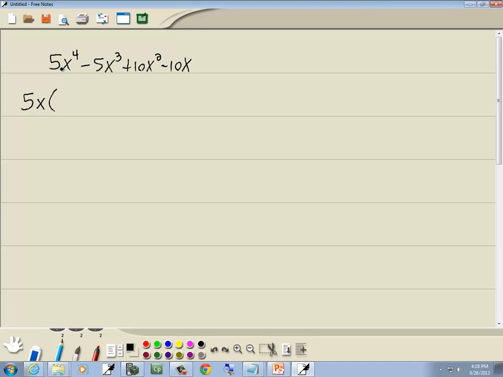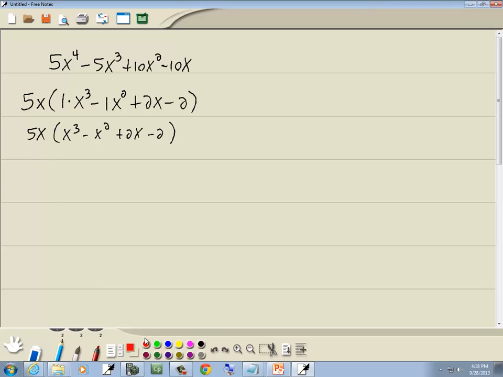Okay, now a factor means to divide out. So 5 divided by 5 is 1. We had 4 x's, took 1 away, so that leaves these 3 x's. Minus 5 divided by 5 is 1. We had 3 x's, took 1 away, leaves us 2 x's. Plus 10 divided by 5 is 2. We had 2 x's, took 1 away, so that leaves us a single x. Minus 10 divided by 5 is 2, and we took that x away. So we're going to have x to the third minus x squared plus 2x minus 2 inside of the parentheses.